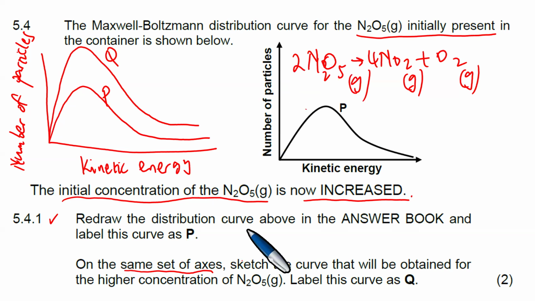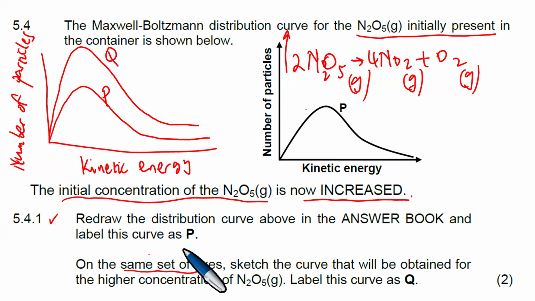So when we decide to increase the concentration of N2O5, what then happens? The number of the particles increases. And when the number of the particles increases, we're able to have more. This graph, therefore, is going to be higher, and the other one is going to be a little bit less. Okay, why is the graph on top? That's the question. Why is the graph at the top?